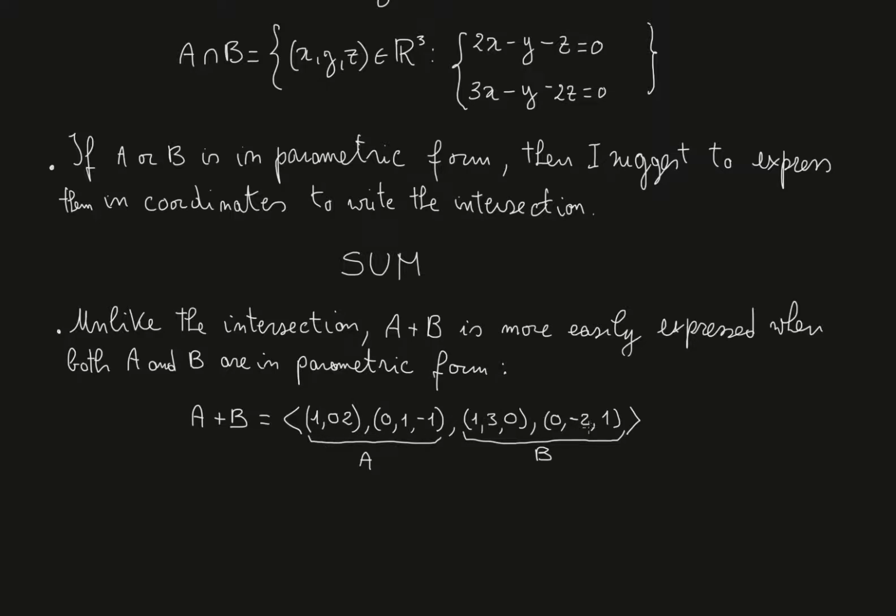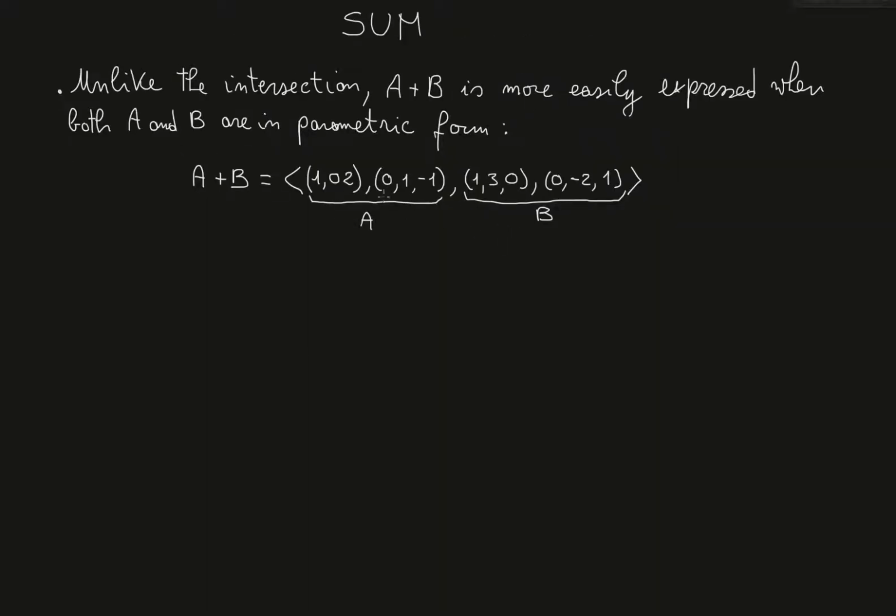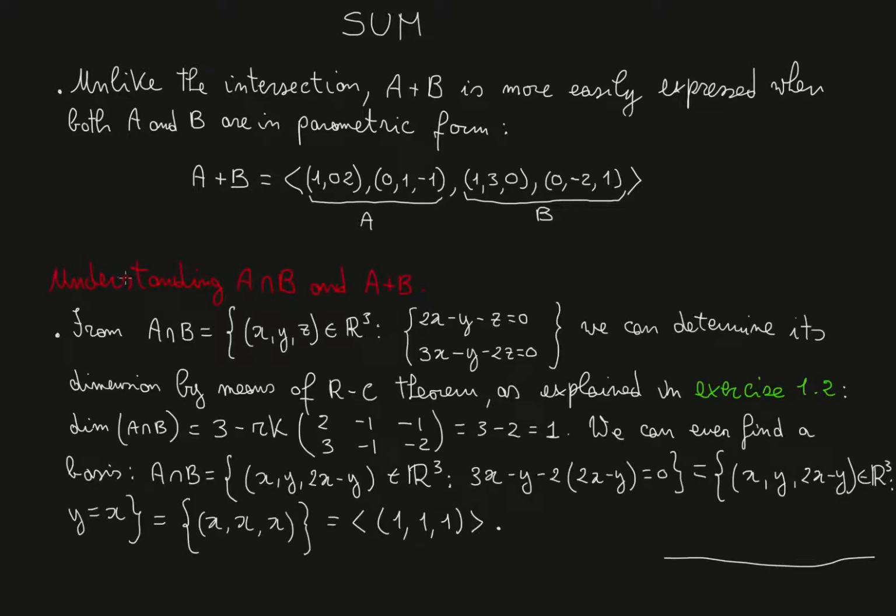Therefore, these can just be a set of generators, and they certainly will not be linearly independent because of the basis extension theorem. The next issue is, once we have expressed the intersection and the sum of two subvector spaces, how do we actually understand what they look like? So understanding A intersected B and A plus B.